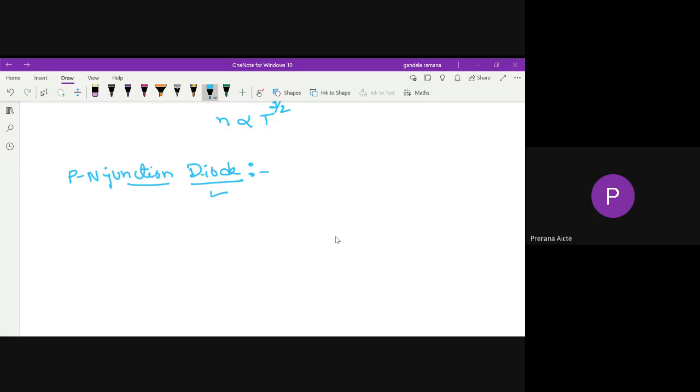Now, is a diode an active device or a passive device? It is a passive device. Normally a diode cannot produce any voltage, so diode is a passive device. A diode is used as a switch or resistor.